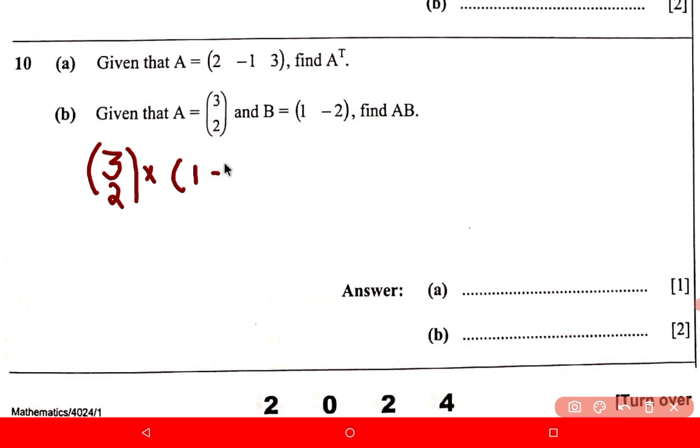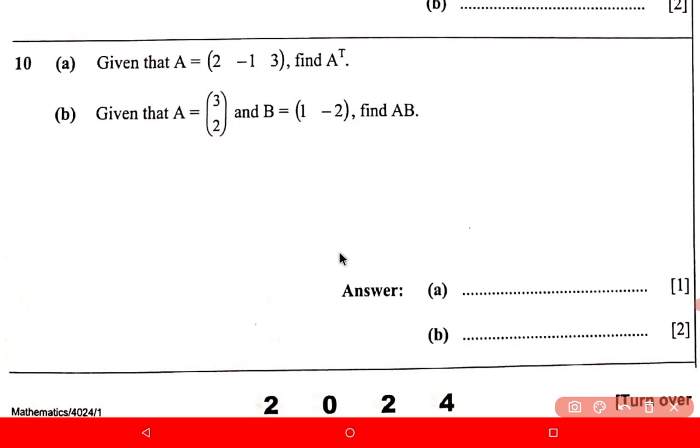1, -2. We can always predict the type of matrix that we should get. This is row by column. How many rows? 1, 2. So this is a 2 by 1, and this side is a 1 by 2. So your resulting matrix is supposed to be a 2 by 2. So you know that you need to get a 2 by 2 at the end.